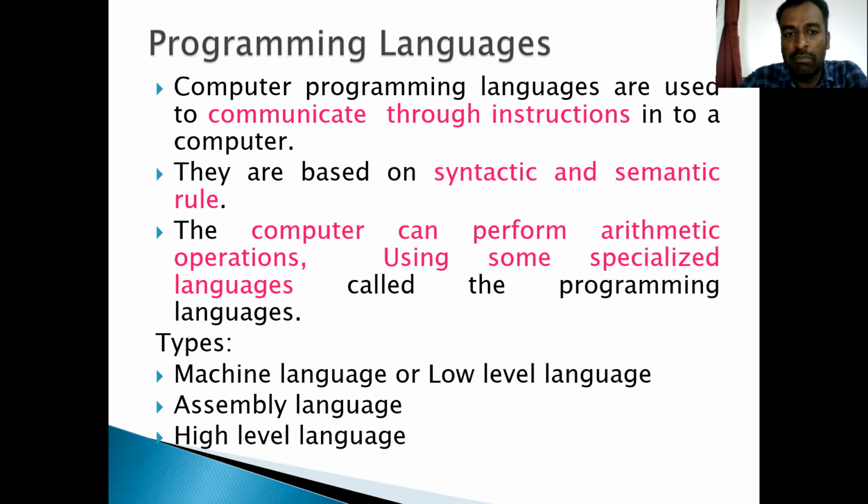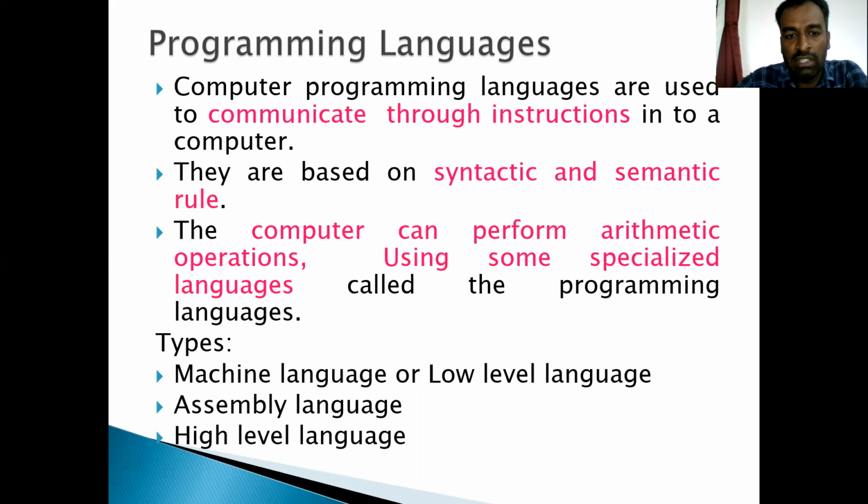We give the input based on the programming. For example, in the C language, we give the input A equal to 10 and B equal to 5 and C equal to A plus B. This is the C programming language. We give the instruction to the computer and it is converted into machine understandable code. All programming languages work like that. The input is converted to machine language with the help of an assembler or interpreter. Programming languages are based on syntactic and semantic rules, so we have some rules to give the instructions, and based on these instructions the programming language will perform.